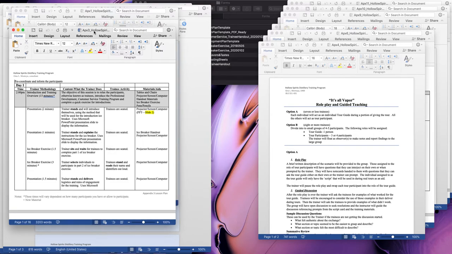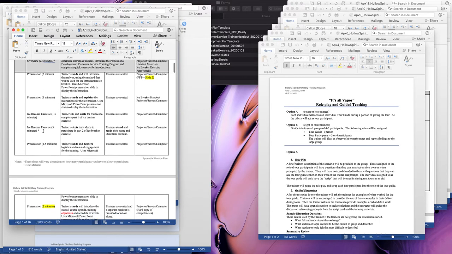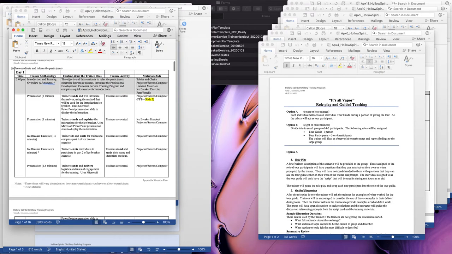The following documents are a build out of what the training program looked like. So this was the lesson plan, broken down by day and time, and guiding the facilitator on how to provide the training and what materials they needed to do that.